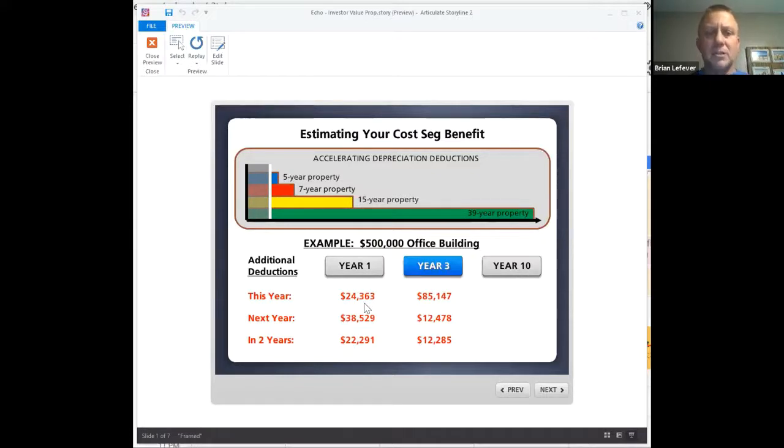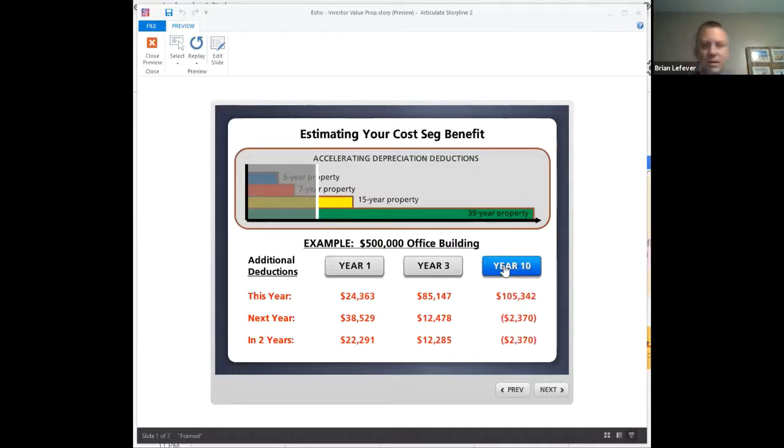The common misconception is if you don't do cost seg the year that you buy it, you've missed your opportunity, and it's not true. And I'll get into that a little bit here in a second. You have a little bit less in depreciation the next few years because you got more in the first year, which is where we want it, right? We want to take as much deduction early as we can. We want to defer our tax liability sooner rather than later.